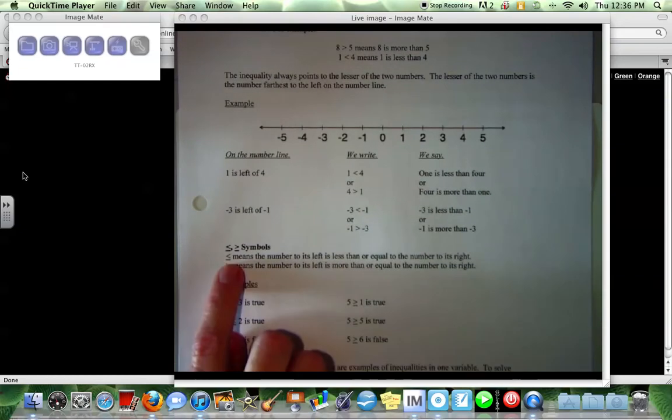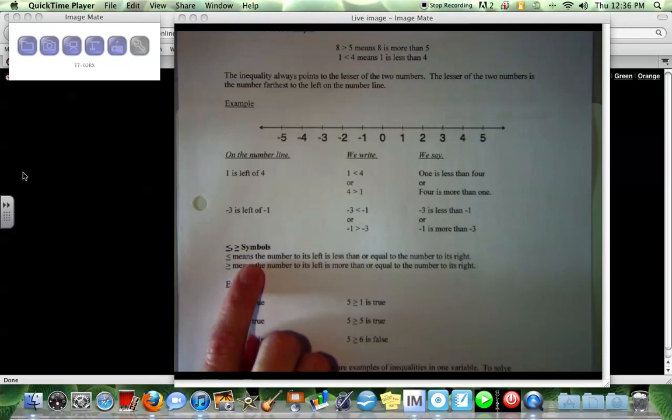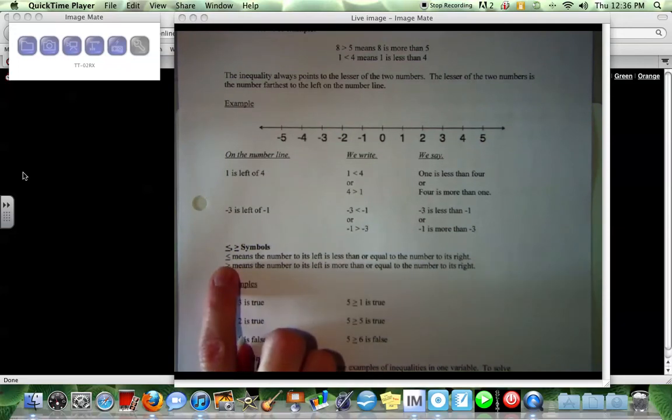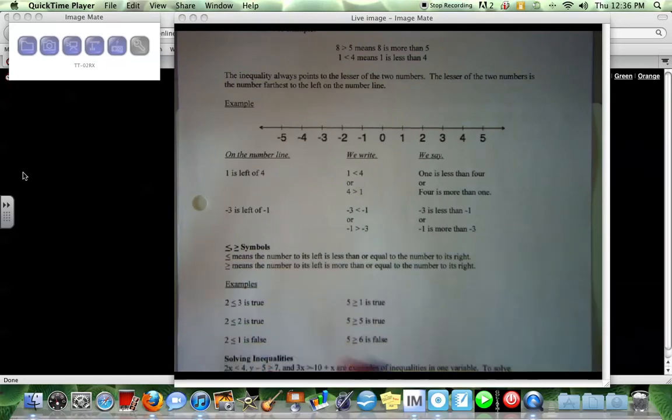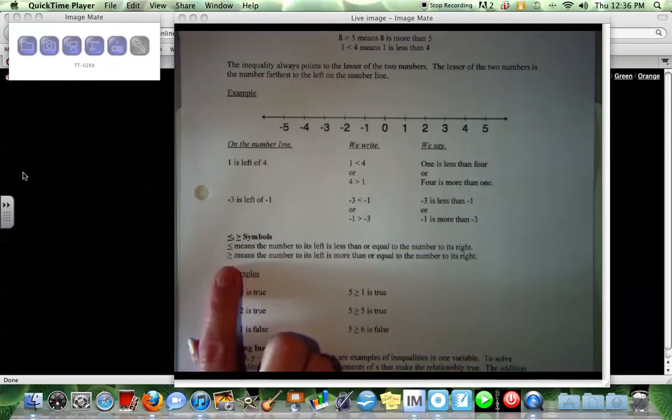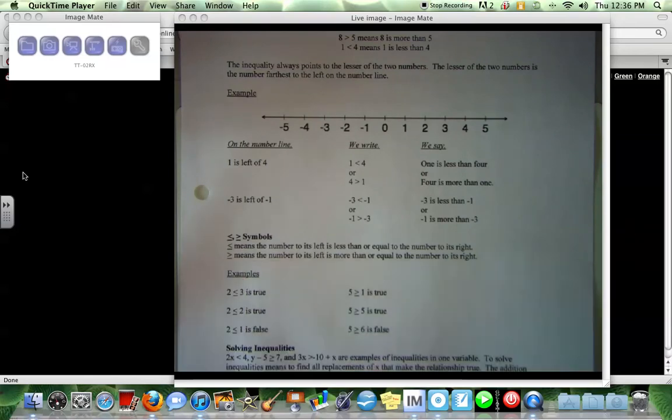So if there's an underline underneath it, what does that mean? You remember? It means less than or equal to. So this one right here means that the number to its left is less than or equal to the number to its right. This symbol means that the number to its left is more than or equal to the number to its right.